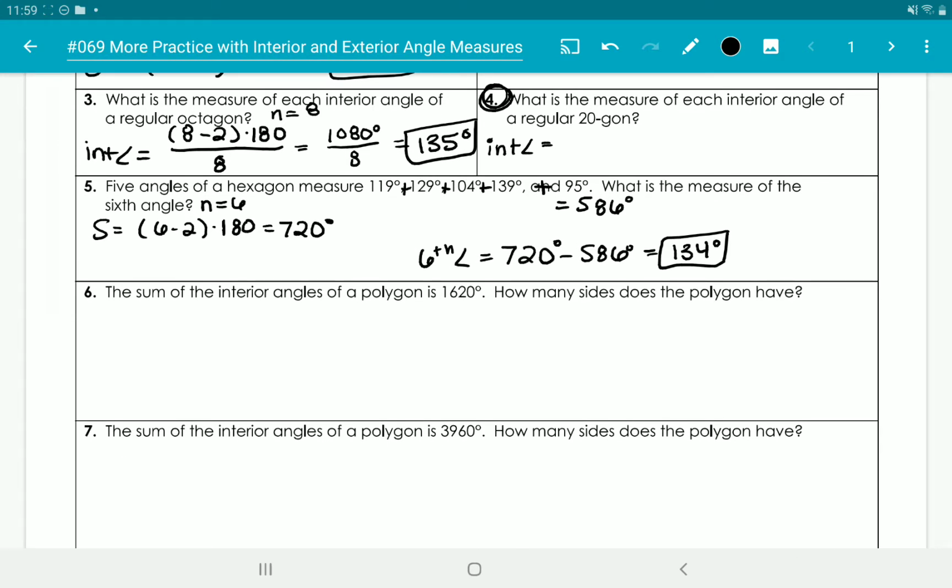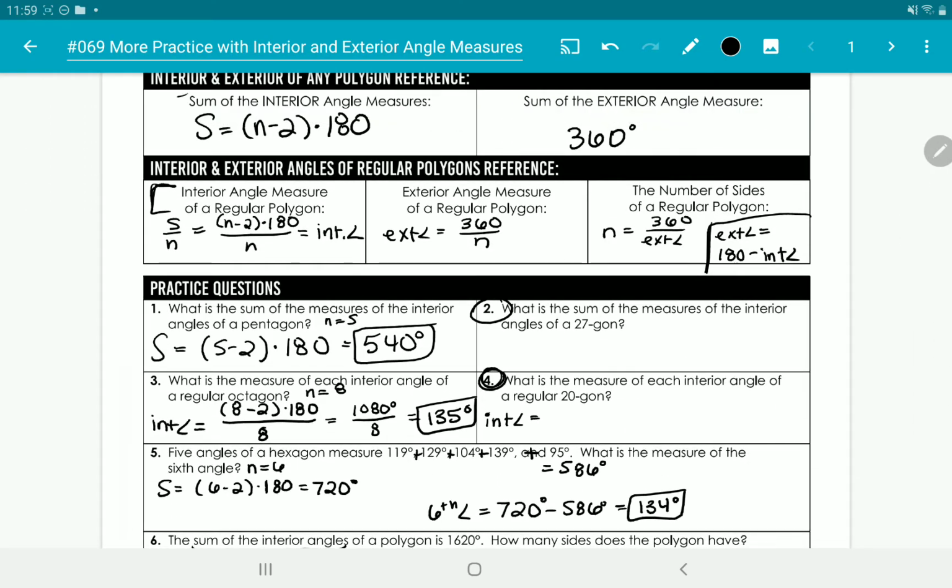Number 6, the sum of the interior angles. So we're looking at the sum of interior angles of a polygon is 1620. So we know that this S here is 1620. And we also know that that is equal to n minus 2 times 180, because we're looking at the sum of the interior angles, because that's what it says up here. Sum interior angles, okay? We're going to be looking at this one.